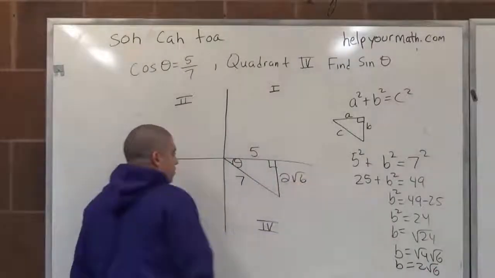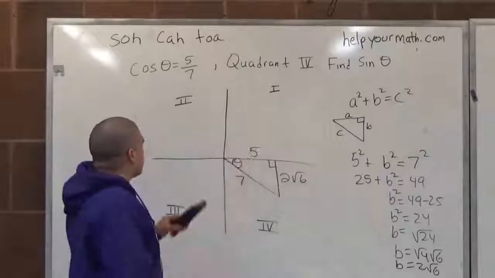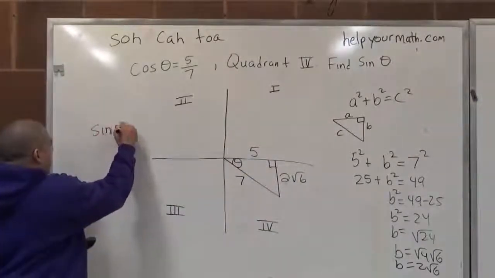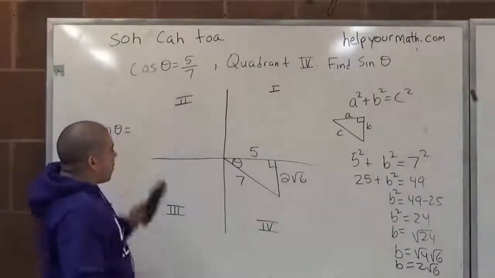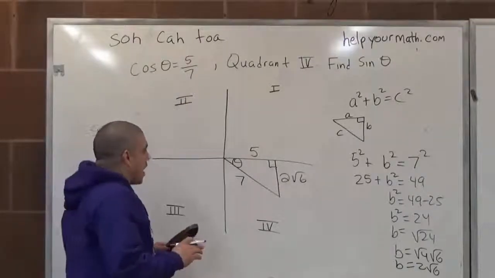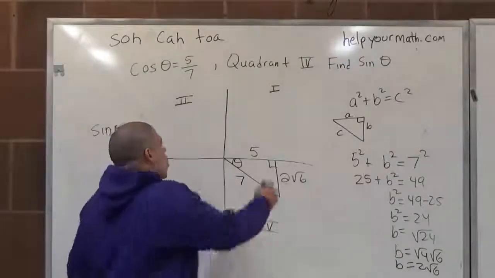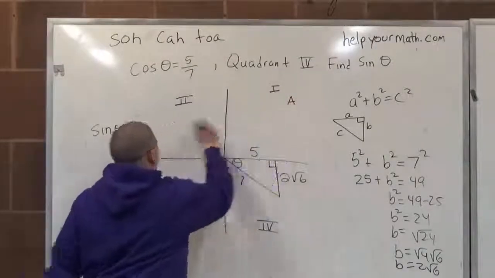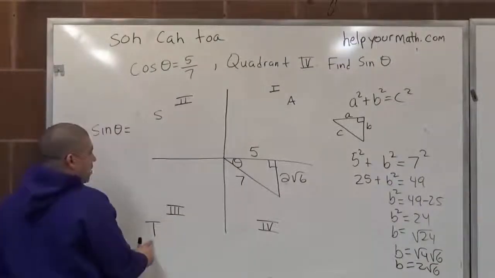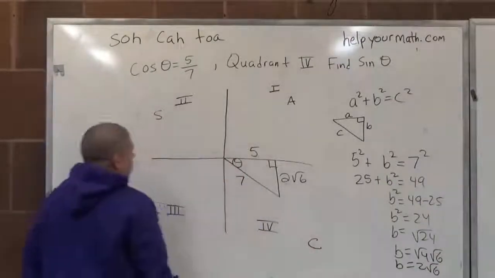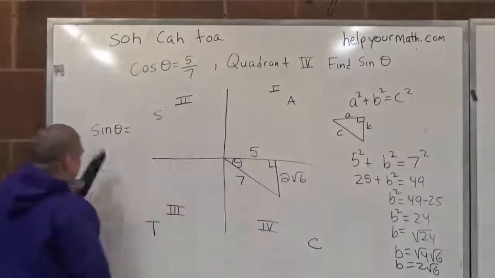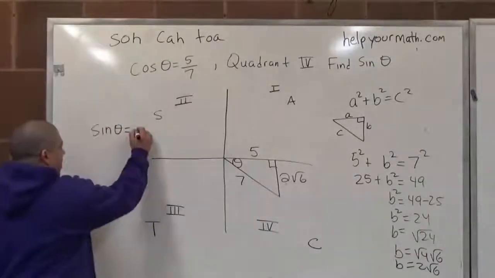It's 2 root 6. So now we have all the sides of our triangle, and we're asked to find the sine of theta. So sine of theta is opposite over hypotenuse. But first, we should figure out the sign of these things, if it's positive or negative, because all functions are positive in this region. Only the sine of a function is positive in this region. Only the tangent of a function is positive in this region. And only the cosine of a function is positive in this region. So in this region, only the cosine is positive. So sine, if I'm in this region, is going to be a negative value.